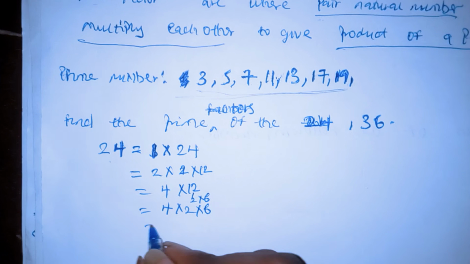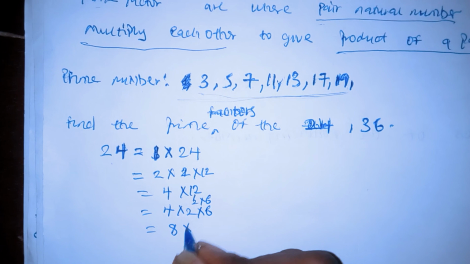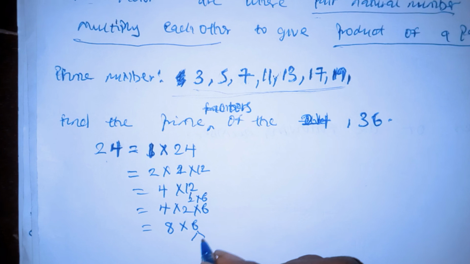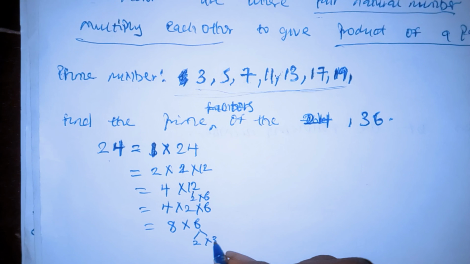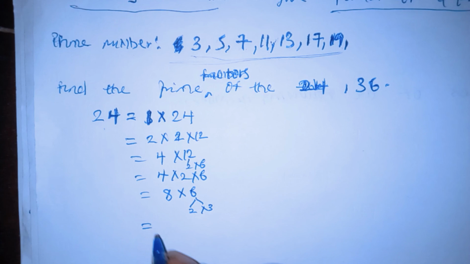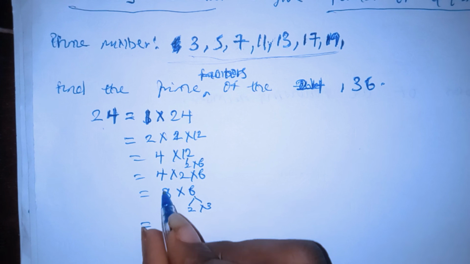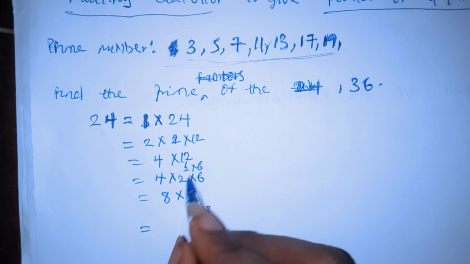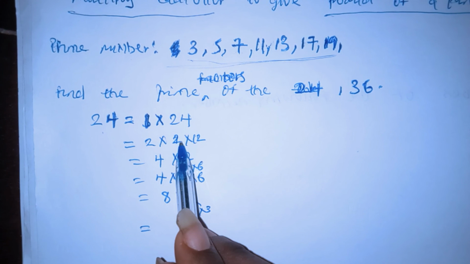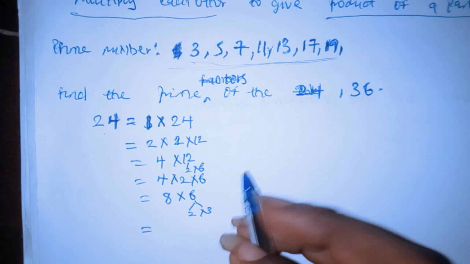Well, let's be watching. And this is what? 2 by 3, which is 8 by this 2, 2, 2. Yes. No, we made a mistake here.